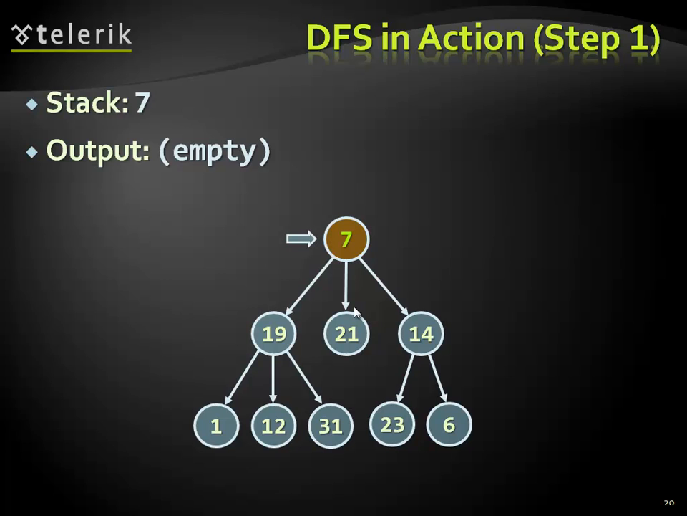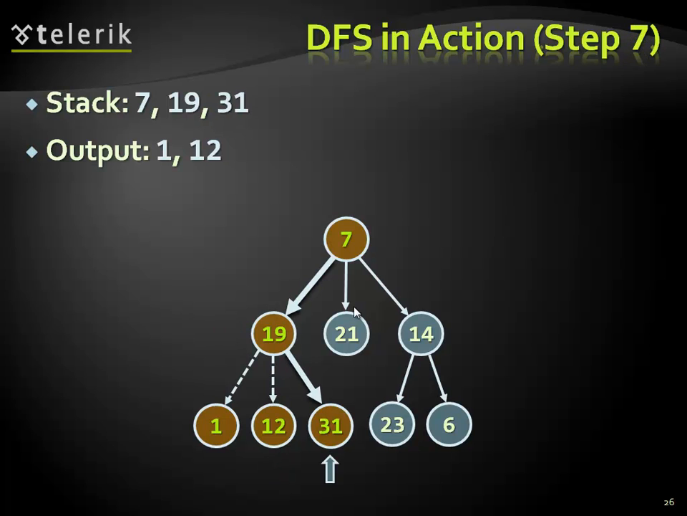First, we have 7 in our stack, in our recursion stack. Then we go to 19. And then the first child of 19 is 1. And there are no more children of 19. So we go back to 19, because we have 19 in our stack, the last visited. Then from 19 we go to 12, because it's the first child. And 12 is the last member in the stack. And we don't have any more children, so we pop out 12.